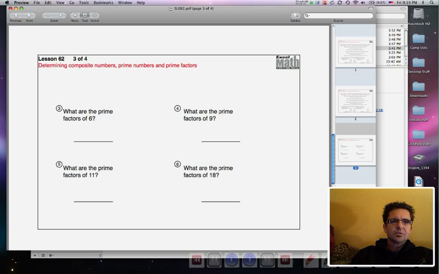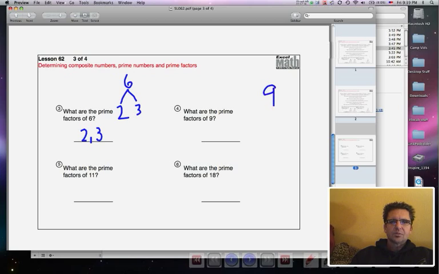Okay, the prime factors of 6, I should have made a factor tree here, are 2 and 3. 2 times 3 is 6, and you can't break either one of those numbers down. So 2 and 3, or you could have written 3 and 2, it doesn't make any difference. Go ahead and try 4, 5, and 6, and then turn the video back on to see if you got those 3 correct.